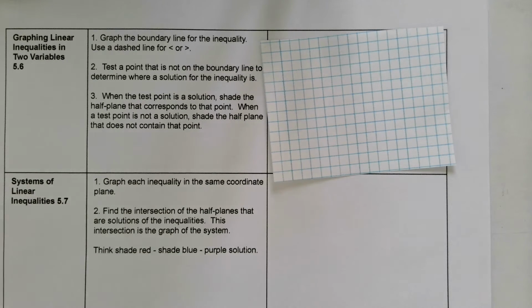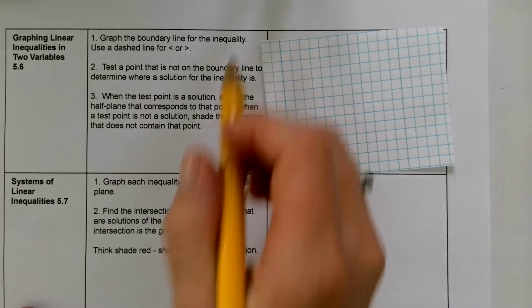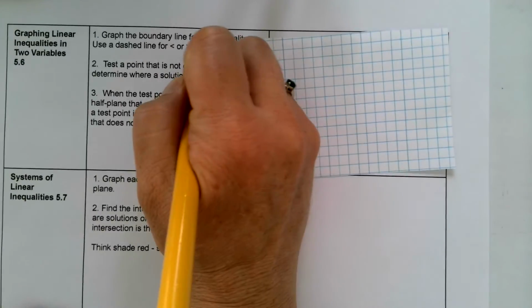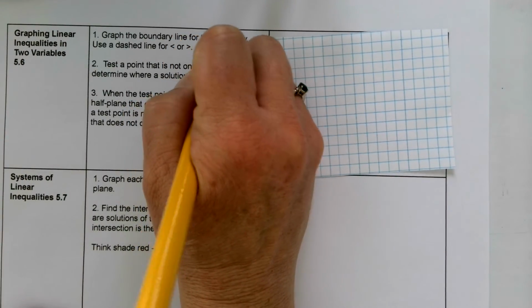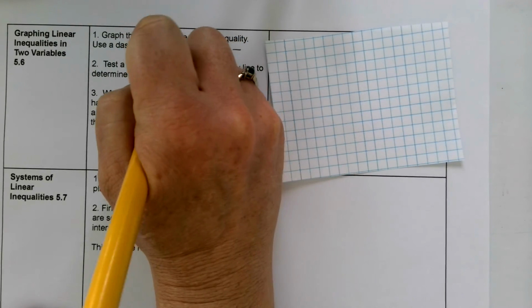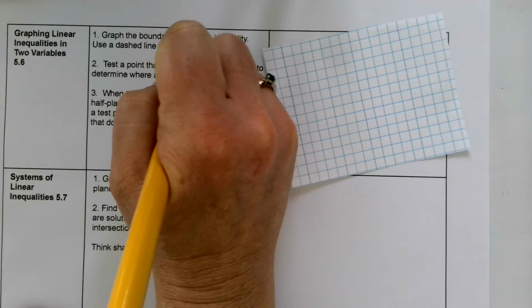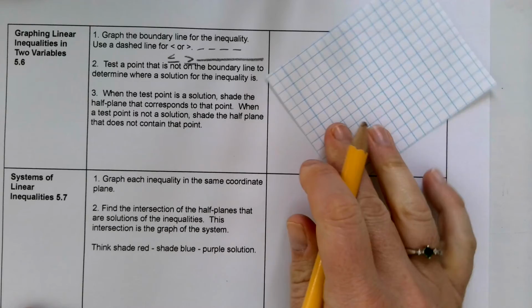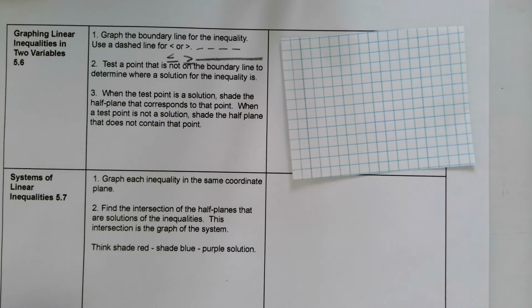Okay, graphing inequalities is going to be a large part of this test, and you need to be super comfortable with this. One of the first things you need to know is you're going to use a dashed line if it's greater than or less than. If it's greater than or equal to or less than or equal to, you're going to use a solid line. So first things first, know whether you're going to use a dashed or solid line.